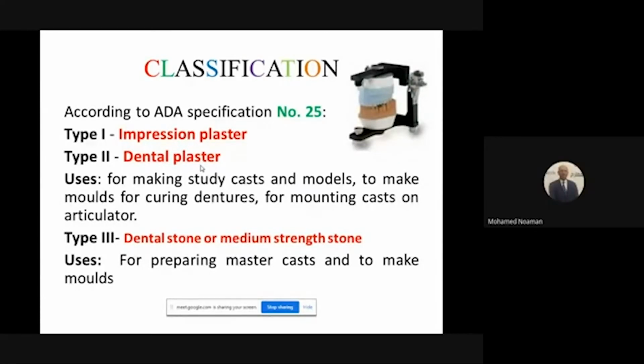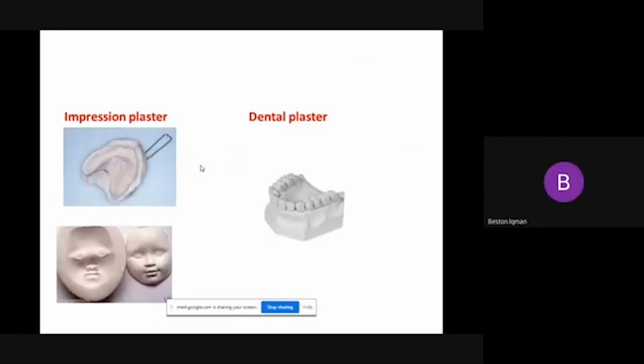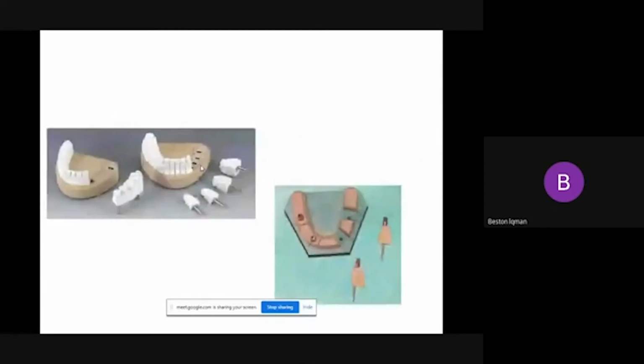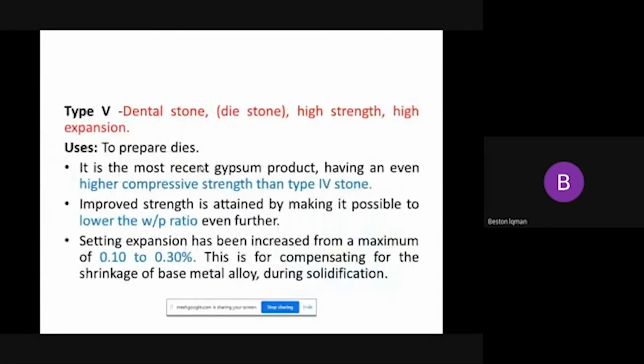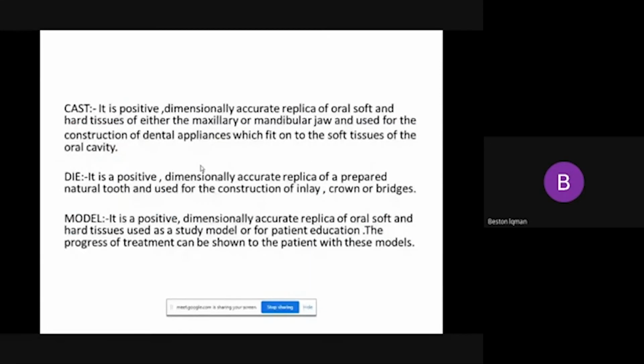Thank you دكتور، شكرا جزيلا. هاي يا أهلا وسهلا. يا أهلا وسهلا. اوكي. هسه كل واحد يعرف شنو فرق بين الكاست والموديل.